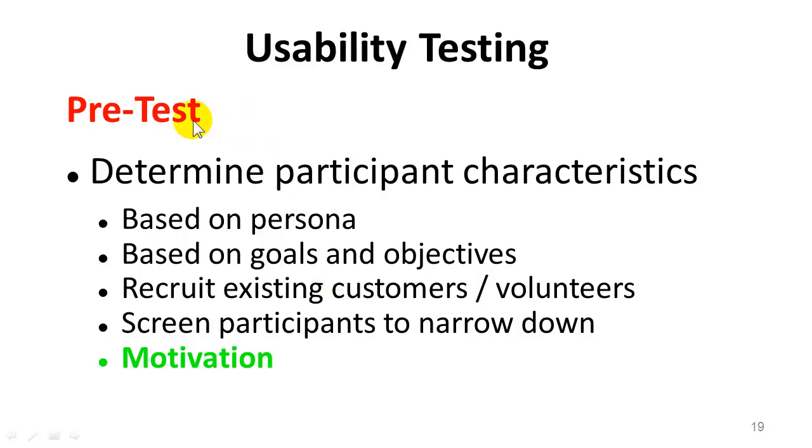Okay, back to the pre-test. Determining participant characteristics. Oh my goodness, it's based on our persona. We're going to find participants who match our persona. The tasks that we will be conducting need to be based on our goals and objectives. Now, depending on the situation, you might be able to recruit existing customers, or you could actually opt for volunteers. You always want to make sure you're screening participants and narrowing down, and you might want to provide some kind of motivation for the people to want to spend their time.